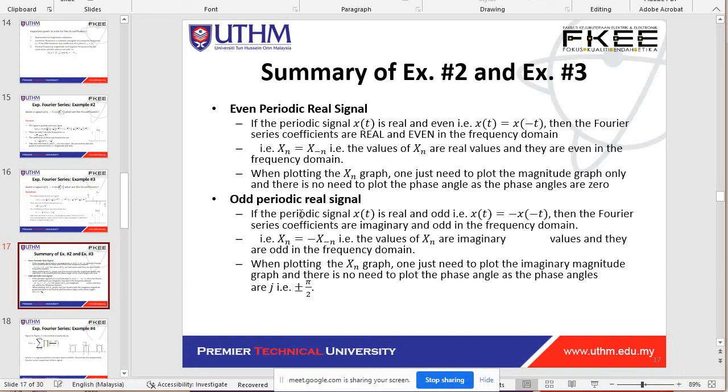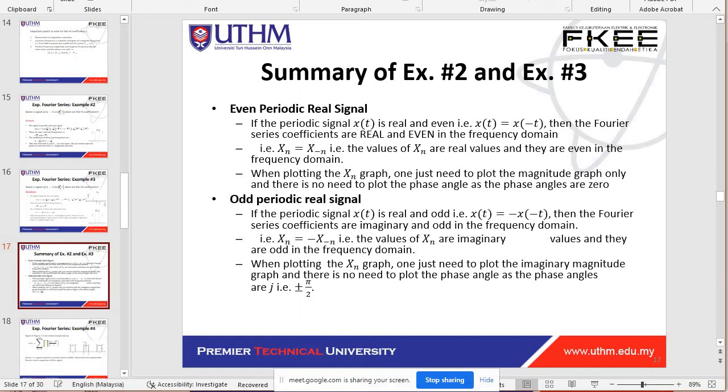The summary of example 2 and example 3. Even periodic real signal: the even here refers to the cosine wave. If the periodic signal x(t) is real and even, then the Fourier series coefficients are real and even in the frequency domain. So when plotting the X_n graph, one just needs to plot the magnitude graph only, and there is no need to plot the phase angle, as the phase angle is 0. Just like the one I showed you in example 3.2, there is only the positive magnitude graph, with no phase angle graph.